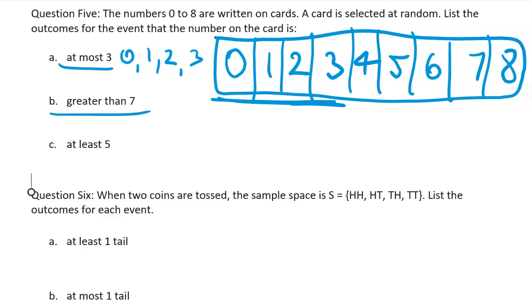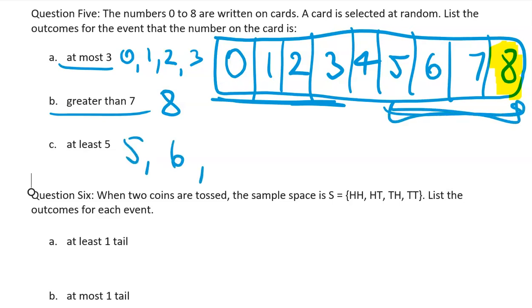A number greater than 7. Well, that's going to be greater than 7. Now, it doesn't say 7, so greater than 7. That only leaves me with one possible number to draw, and that's the number 8. At least a 5 means I can choose a 5 or anything bigger than it because it's got to be at least the number 5. So I can go 5, 6, 7, or 8.